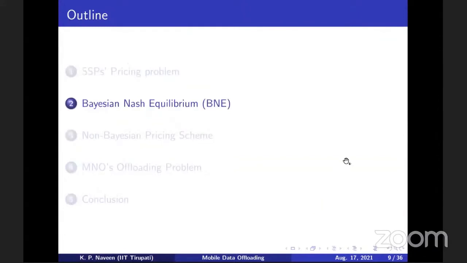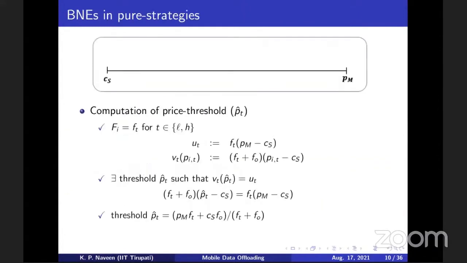So let me go ahead and start characterizing the structure of the Bayesian Nash equilibrium. First, we'll look at the Bayesian Nash equilibrium in pure strategies. So this is the action space. Let's say that I fixed a flow level. Let's say that SSP i is observing a flow, it could be either low or high. So let's compute a threshold on this action space. I'll proceed like this. Suppose the SSP chooses to fix a price of, let's say, PM. It chooses the maximum price.